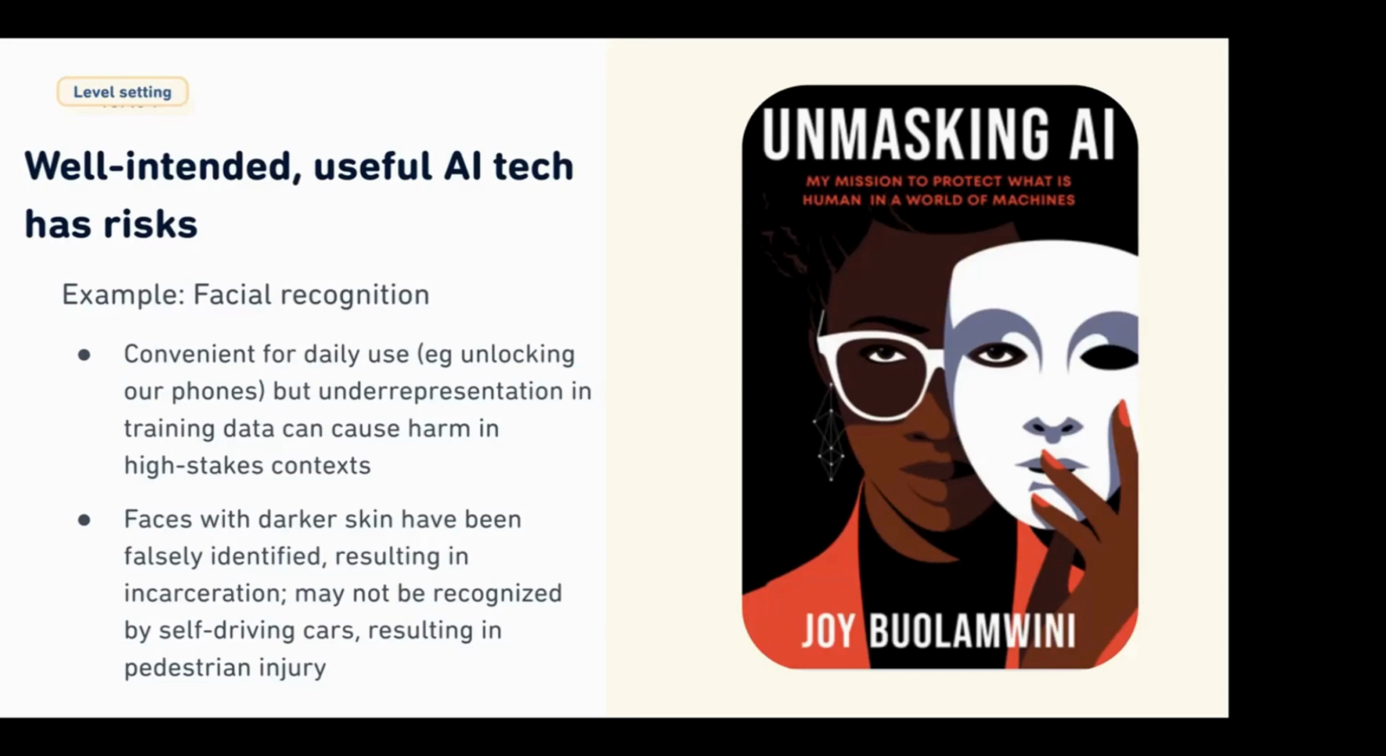So in her book and in a lot of her work, what she was able to show is that faces with darker skin have been falsely identified. And this can result in harms like false incarceration, or not being recognized by a self-driving car. So we need to keep this in mind when we're developing AI for particular purposes. We need to think about responsible AI. It's very, very important.